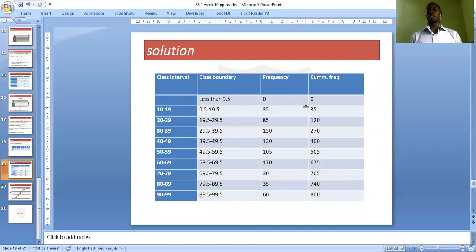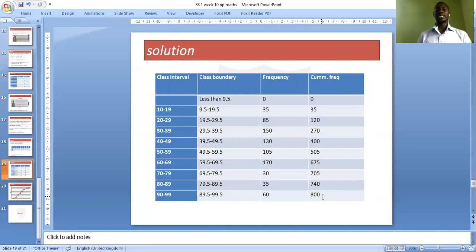You already know how to get your cumulative frequency. Let's just go through it again. That is 0, 0, 35 is the first frequency. The first frequency also gets 35. So 85 is the next frequency. You add 35 plus 85 to get 120 for the next class interval. 120 plus 150 to get 270. 270 plus 130 to get 400. Down to 740 plus 60 to get 800. I said earlier in the question, 800 students is the total frequency.